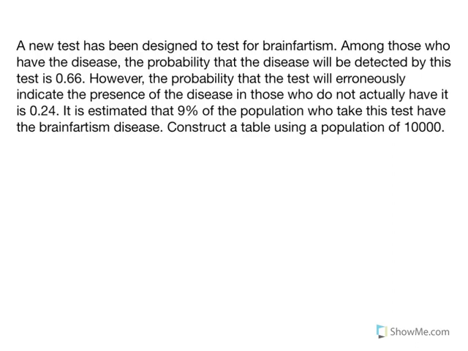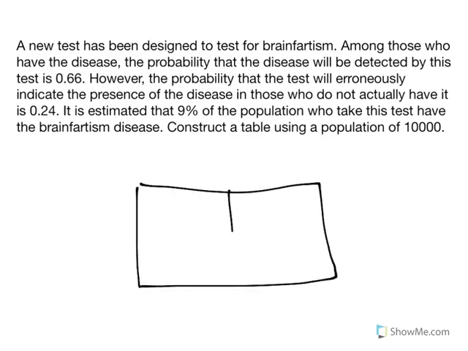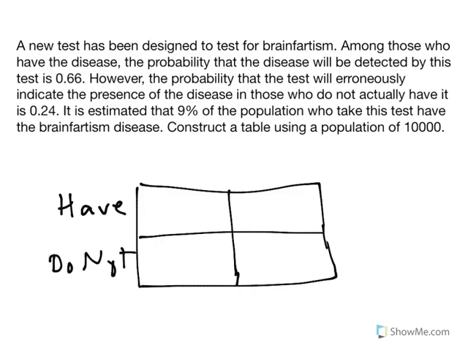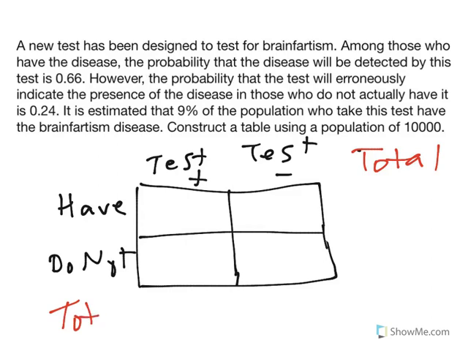And then we'll solve some problems with it. So the first thing we want to do is create a table. So when I think about this, I'm making this table just a little bit shorter here. These people have brain fartism in the top. These people do not have brain fartism. The first vertical one is those that test positive for brain fartism, and the second one is they test negative, right? So we're going to put our totals out here in red and our totals down here in red.